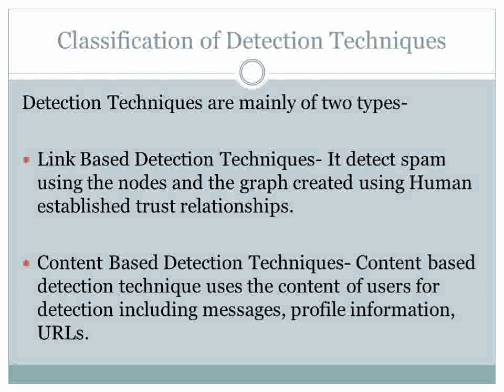Various detection techniques have been given till date for social spam detection, and they can be classified mainly into two types. Firstly, a link-based detection technique, which detects spams using the nodes and the graph created by human-established trust relationships. And the second is content-based detection techniques, which use the content of the user for detection, including messages, profile information, and the URL.